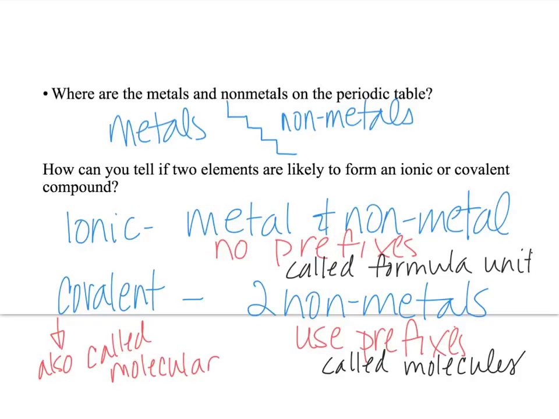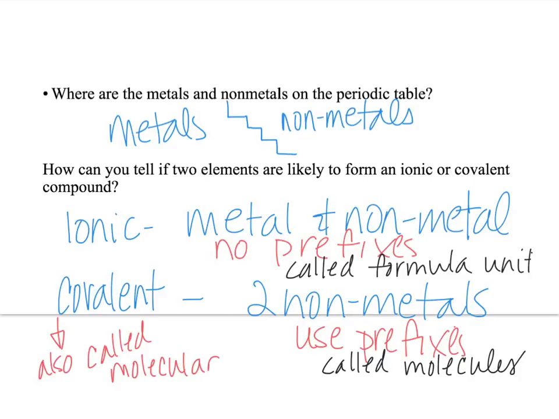Okay, this question is, where are the metals and the non-metals located on the periodic table? Oh my gosh, for the love of cheese and crackers, you should know that by now. We have the zigzag line on the periodic table, and the zigzag line is, this side is metals, this side is non-metals. Of course, if it's on the line, it's metalloids, but we won't need to worry about that for the test.